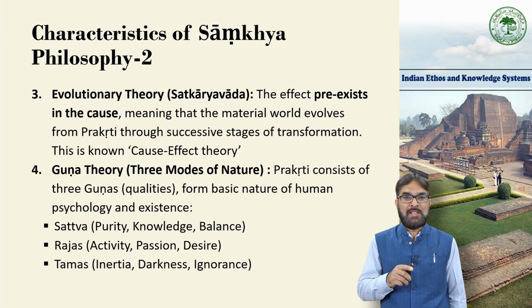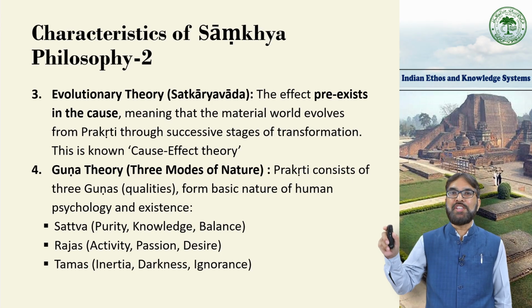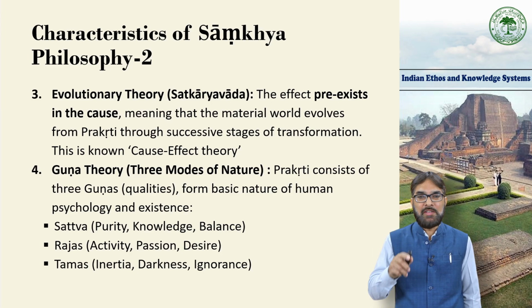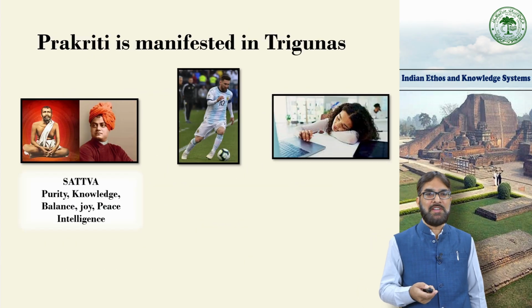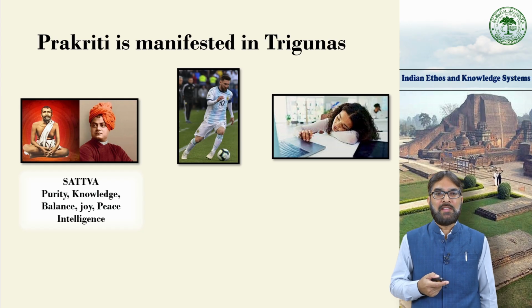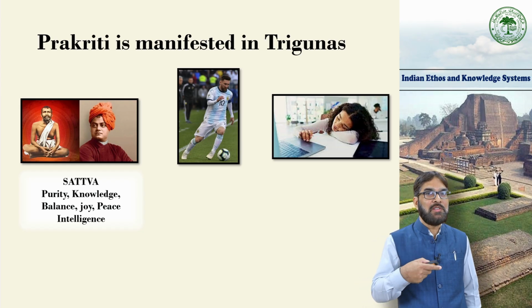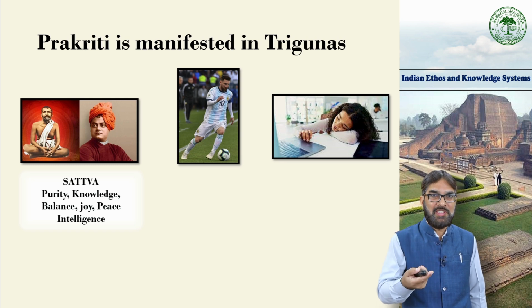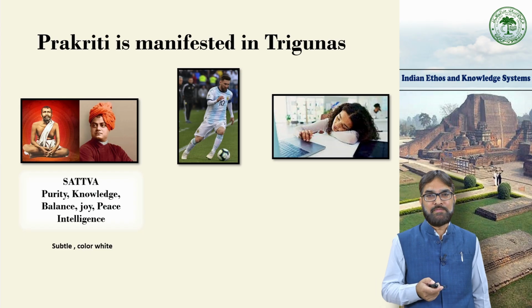One is the sattva, that is purity, knowledge or balance. Rajas, activity, passion or desire. Tamas, inertia, darkness or ignorance. These are the three characteristics, like they are manifested here. You may see sattva, that is purity, knowledge, balance, joy, peace. And Indian philosophy also describes the color of this particular quality, and that color is white and it is subtle.